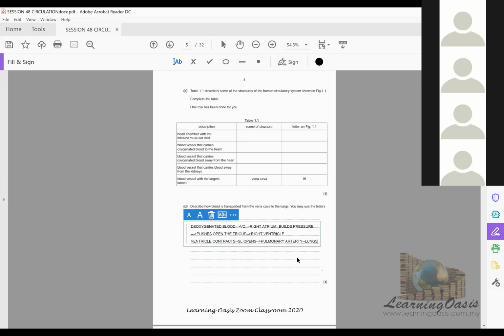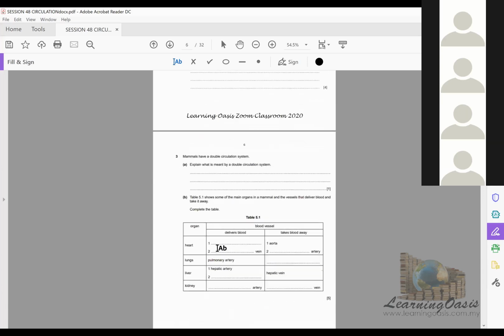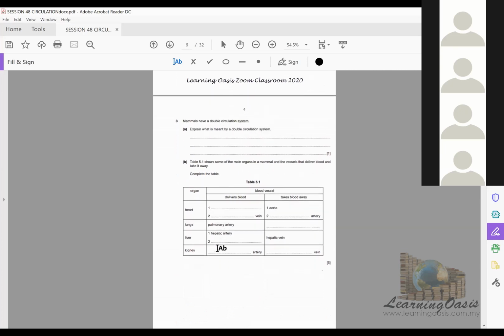Get it? So 4 marks. You have to articulate every step of it. Deoxygenated blood carried by the vena cava fills up the right atrium. As the right atrium fills with blood, the pressure built up pushes open the tricuspid valve, hence blood flows into the right ventricle. The semilunar valve opens and blood flows into the pulmonary artery and into the lungs. Get it? So you have to be able to articulate it well. And this one is nothing to understand. It's just a process that you have to do.